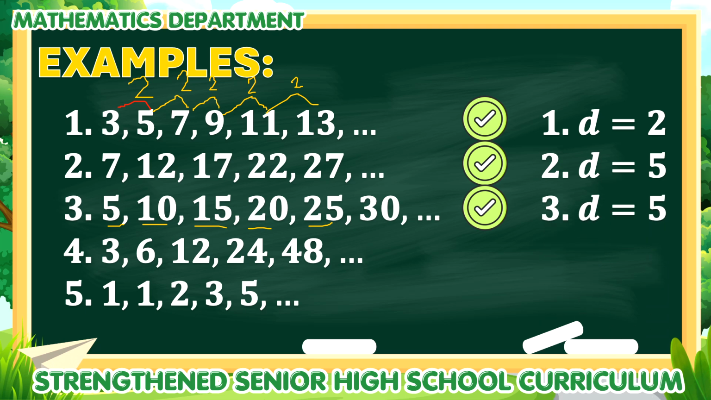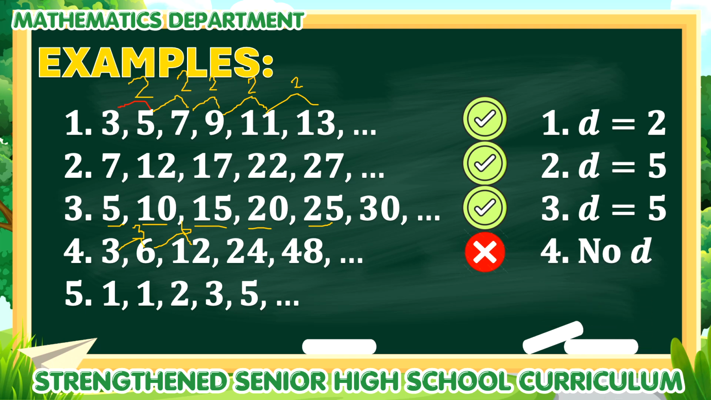For our fourth example, if we get the difference from our two consecutive terms, we have here 6 minus 3, that gives us 3. 12 minus 6, this gives us 6. Now, by just looking at the first two differences that we have here, since we have different values, therefore we cannot consider this one as an arithmetic sequence because we don't have a common difference.